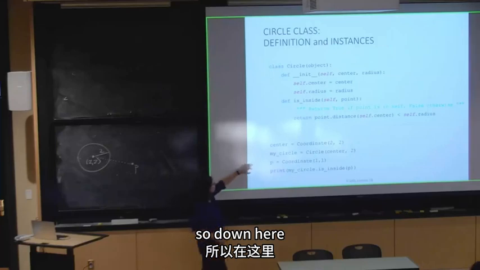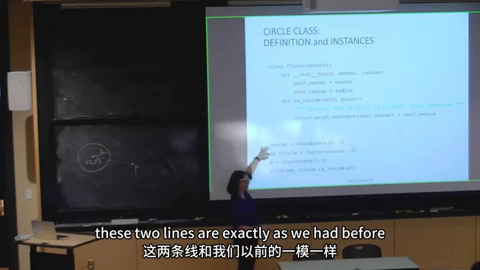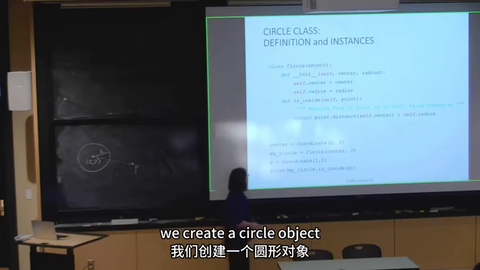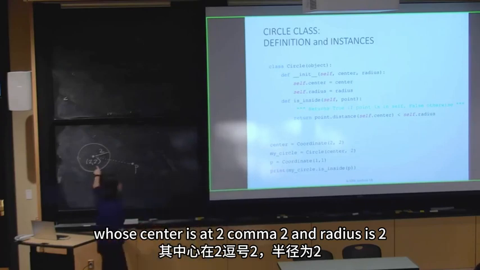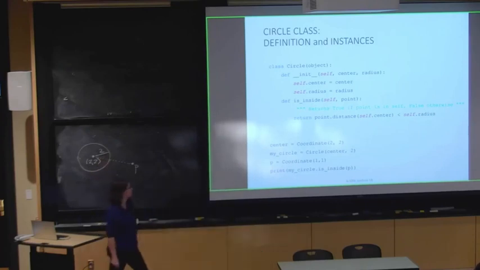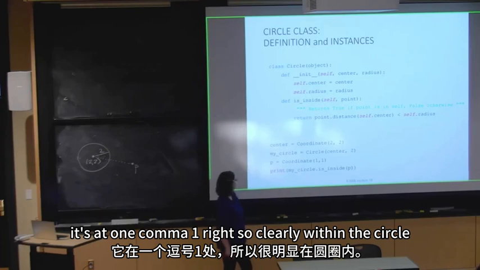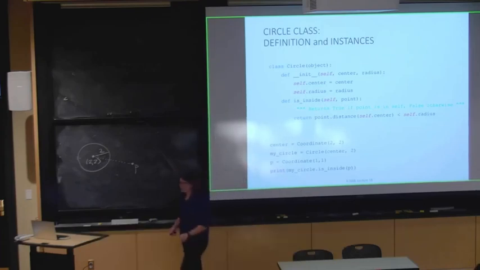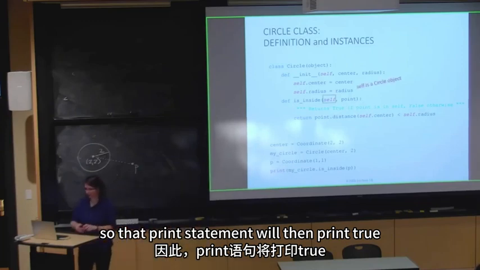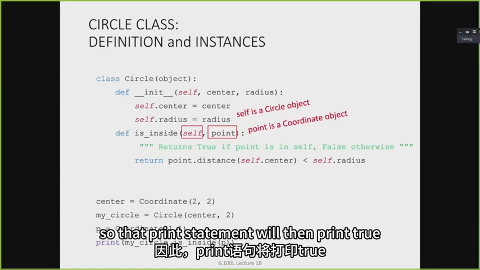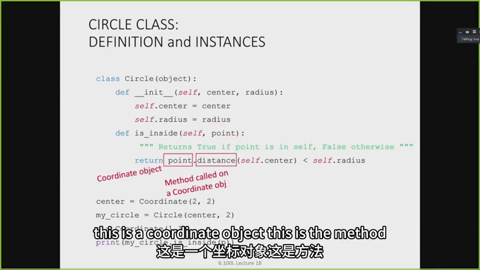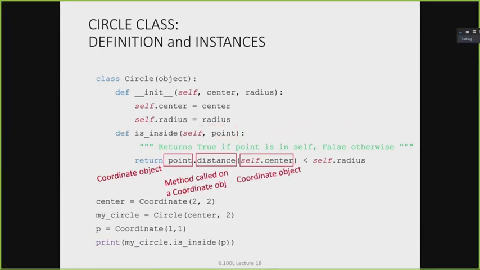So down here, these two lines are exactly as we had before. We create a circle object whose center is at 2, 2, and radius is 2. And then I've got another coordinate object down here. It's at 1, 1, right? So clearly within the circle. So that print statement will then print True, right? So that's just basically what I wrote. This is a coordinate object. This is the method. This is another coordinate object.